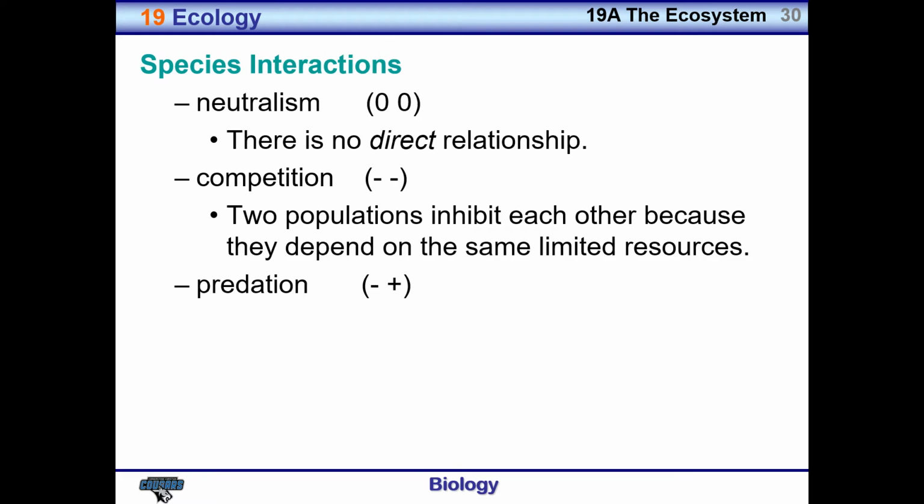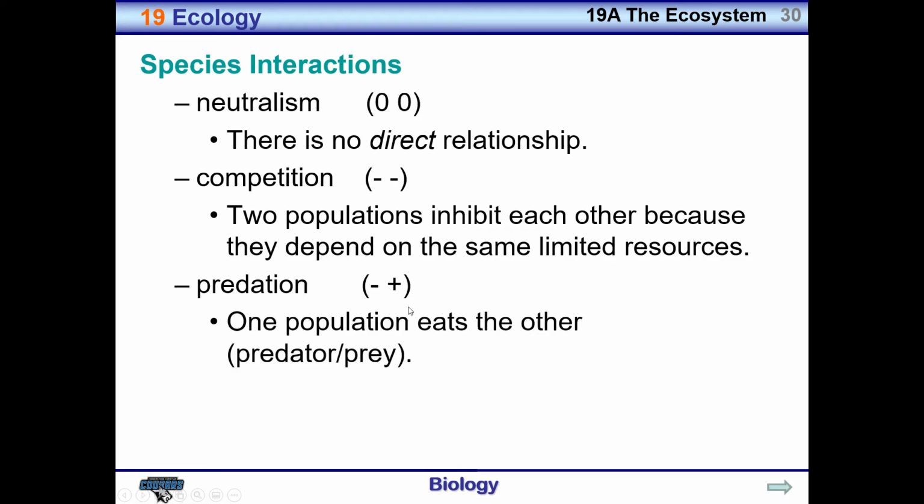Another species interaction is one of predation, where one is the predator and the other one is the prey. And in this one, one of them is harmed and the other one is benefited by that relationship. So one population eats the other. The one on the left is negative, so that would be the prey. The one on the right is positive, so that would be the predator.